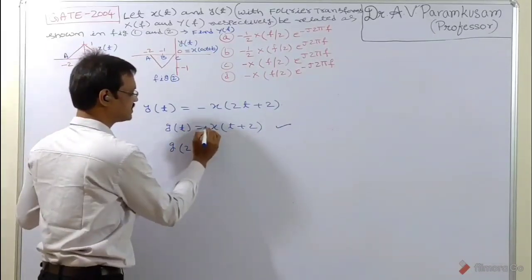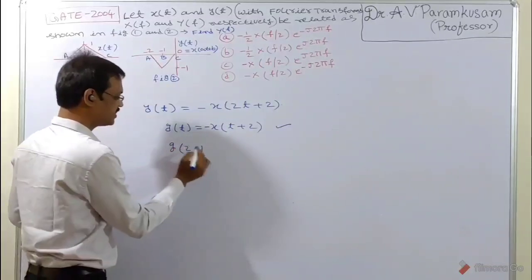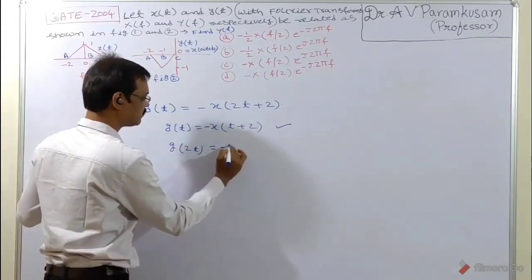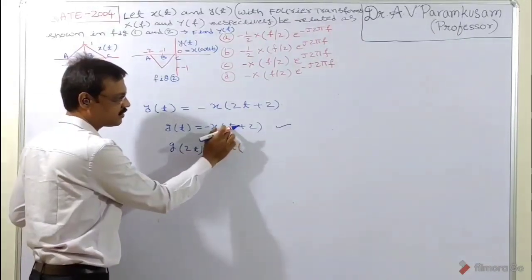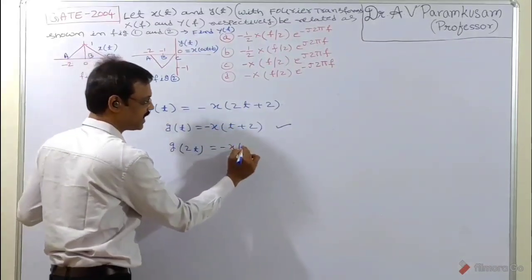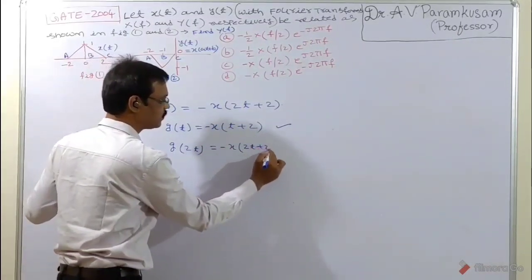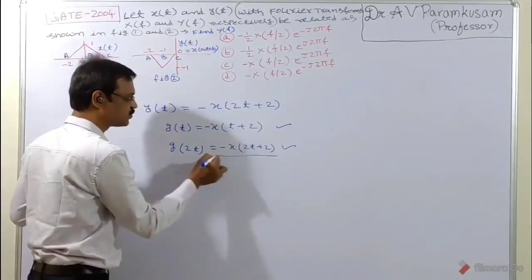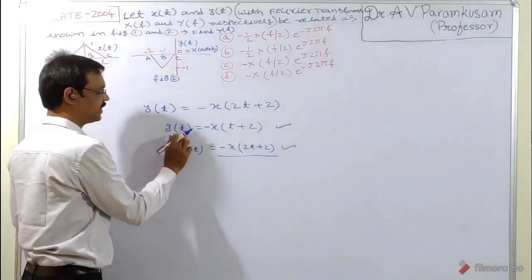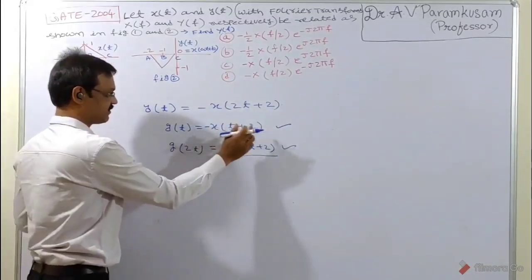So you have a minus sign there, you write a minus sign here. What is g of 2t? This is equal to minus of, in place of t, 2t is there. On the right side also, wherever t is there, you substitute 2t: minus x of 2t plus 2. In order to get minus x of 2t plus 2, first you get g of t, that is minus of x of t plus 2.